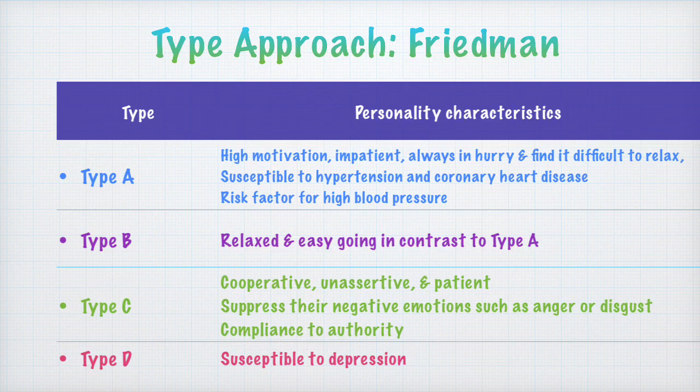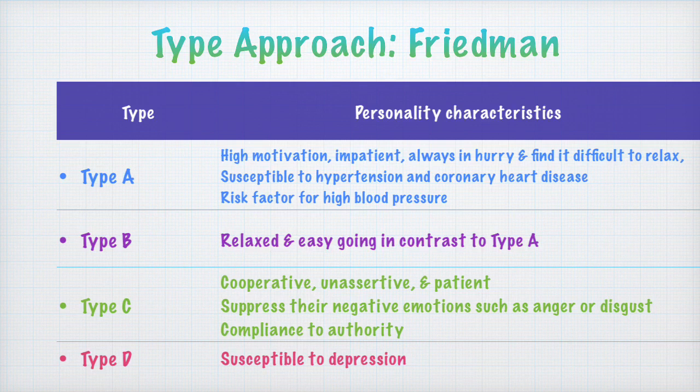Now, coming to the second type or the type B personality, this is exactly the opposite of type A personalities. Type A personalities are always in a hurry, always achieving something, always trying to catch up with some or the other deadline, whereas type B personalities are very relaxed and easygoing, and they are exactly opposite of type A personalities. Coming to the third type, type C personalities. Type C personality type is characterized by a psychological nature which is cooperative, unassertive, and patient.